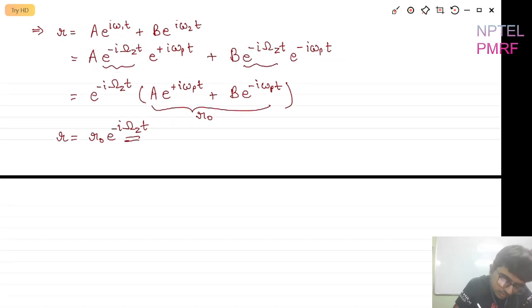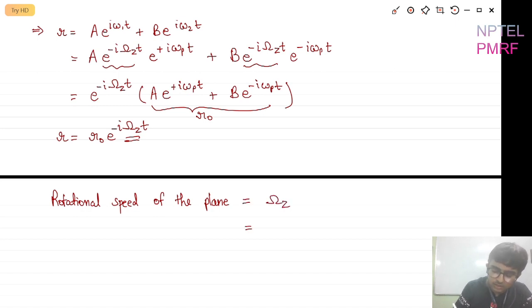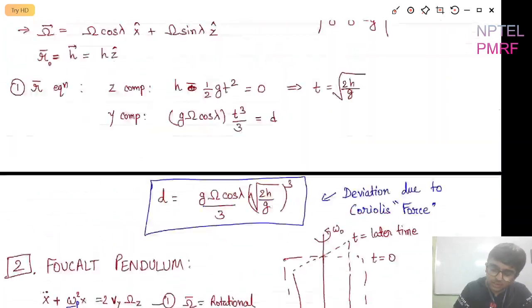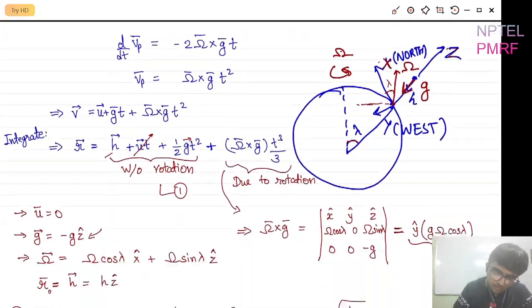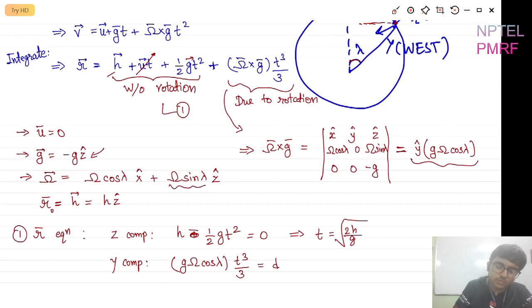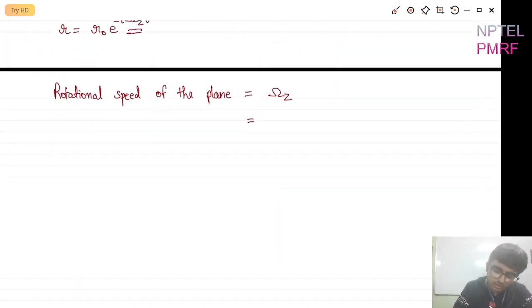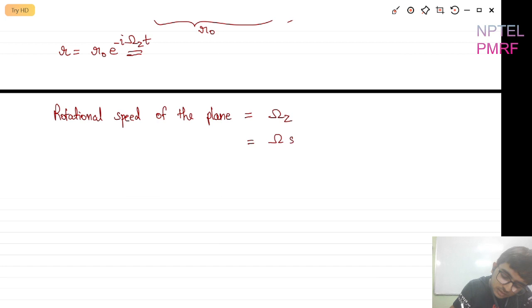So the rotation speed of the plane of the pendulum is just omega z, and we know from the previous one, right? Omega z was, where is it? Omega z is omega sine lambda. So this is omega sine lambda. So that's your answer basically.